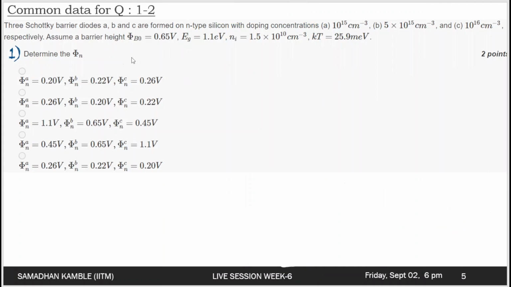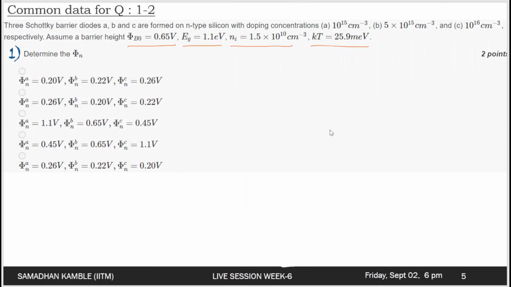Three Schottky barrier diodes A, B and C are formed on N-type silicon with doping concentrations given as 10 to the power of 15, 5 times 10 to the power of 15 and 10 to the power of 16 per centimeter cube respectively. Assume a barrier height phi B0 of 0.65 volt, the energy band gap of 1.1 electron volt, and the intrinsic charge carrier concentration as 1.5 times 10 to the power 10 per centimeter cube, and the kT value as 25.9 milli electron volt. So the first question is to determine the phi n.